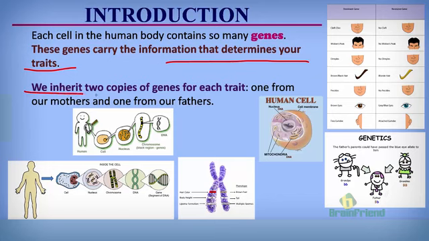So we inherit two copies of genes for each trait. For example, the color of eyes or color of the skin or so on. We always have two copies. We can see the color of somebody's hair. We have the red color and the brown color. So for each trait, for each characteristic, you inherit two copies of genes. One from your mom and one from your dad.